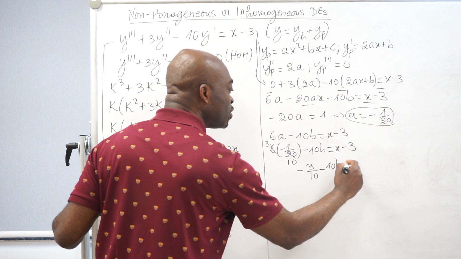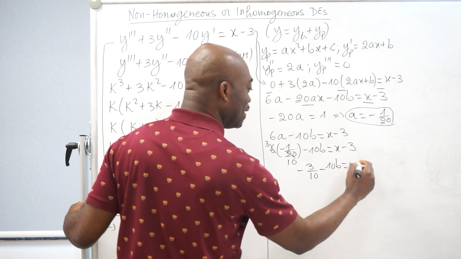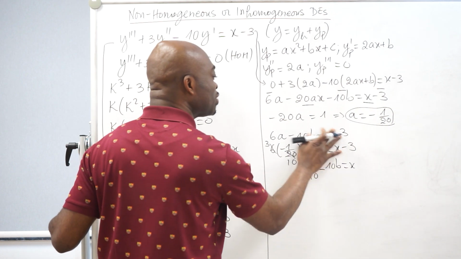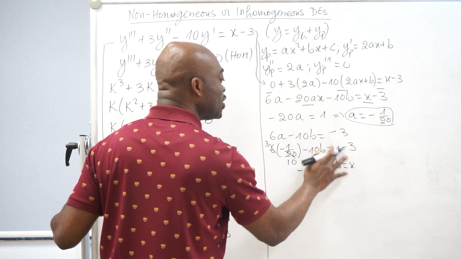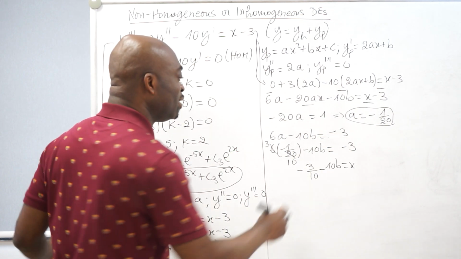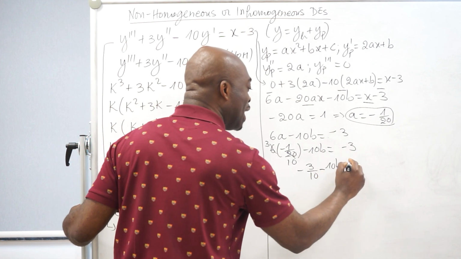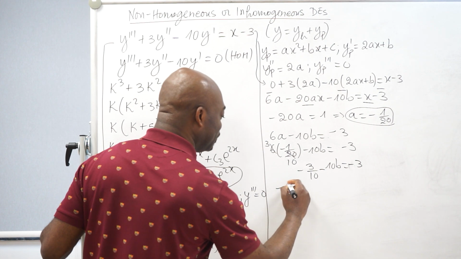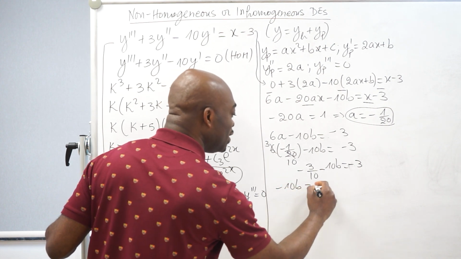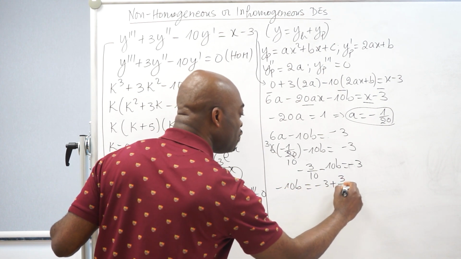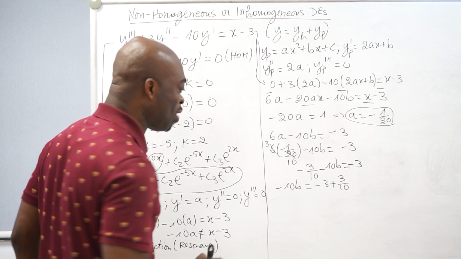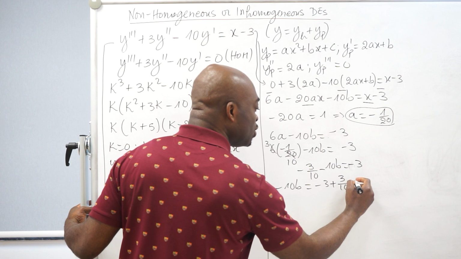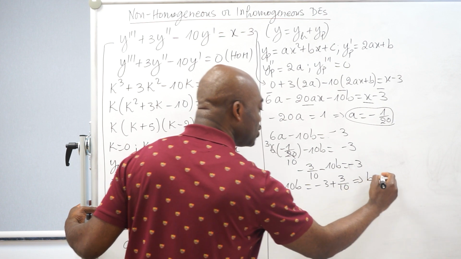minus 10b equals, this is just negative 3. Careful. So negative 3, and then we have negative 10b equals negative 3 plus 3 over 10. So you have to be careful when you're solving for these problems. Solving for b, that will give us what? So this one from b is going to b.